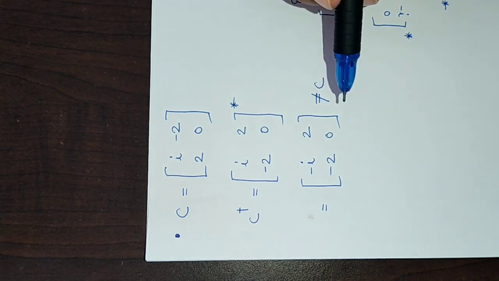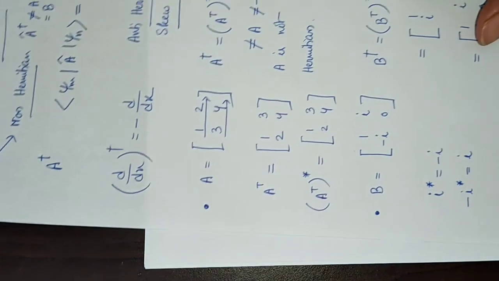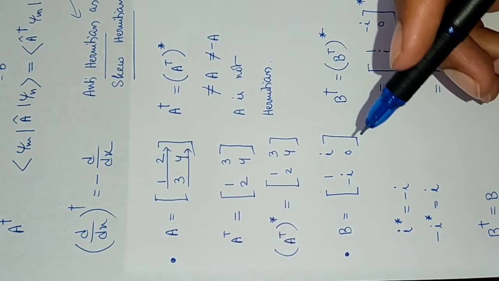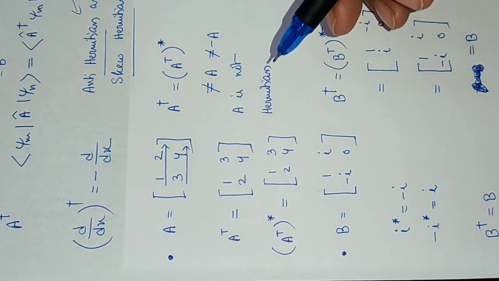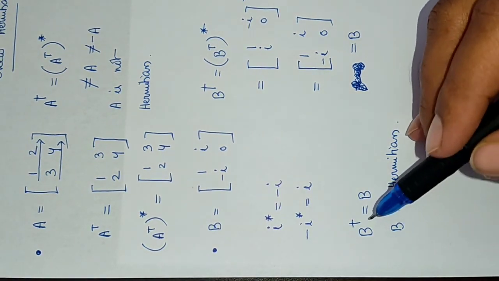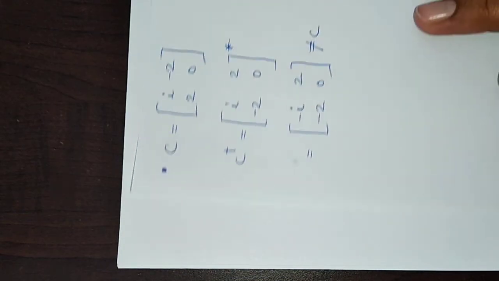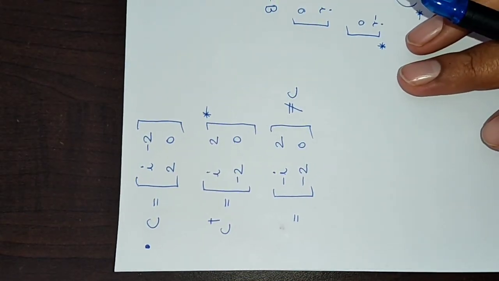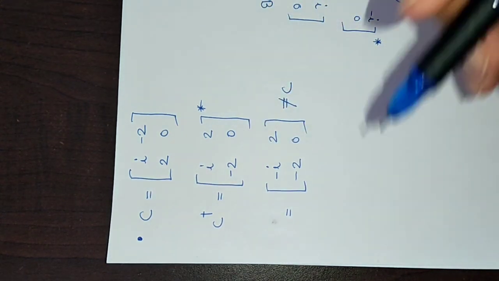In the first case, we obtained that it is not equal to A and not equal to minus A, so it is not Hermitian. In the second case, we get that B dagger is B, so B is Hermitian. Now in the third case, we are getting not equal to C, so it is not Hermitian.